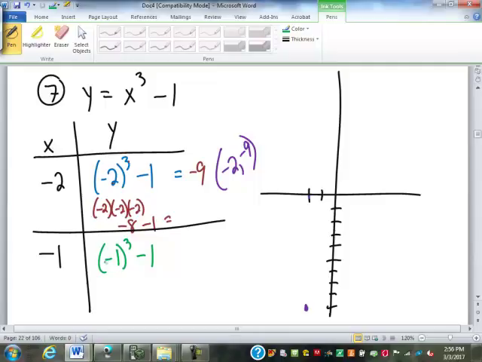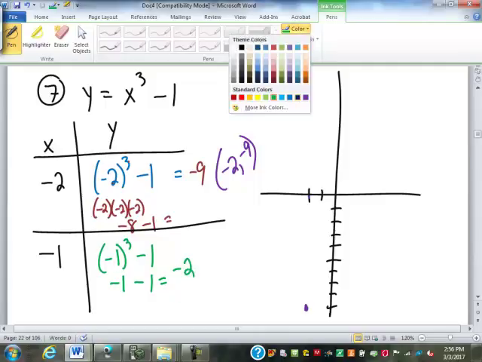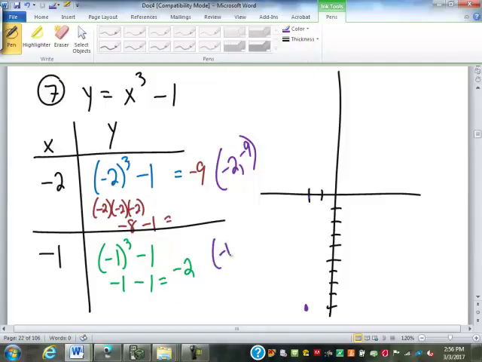So we've got negative 1 to the third power, which is what? Negative 1, good. Negative 1 minus 1? Negative 2. There you go. So when x is negative 1, y is negative 2. So negative 1, negative 2.